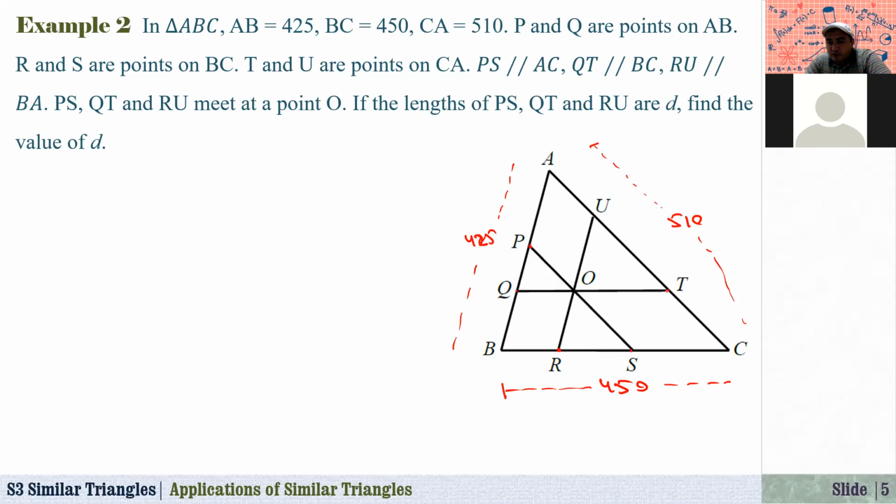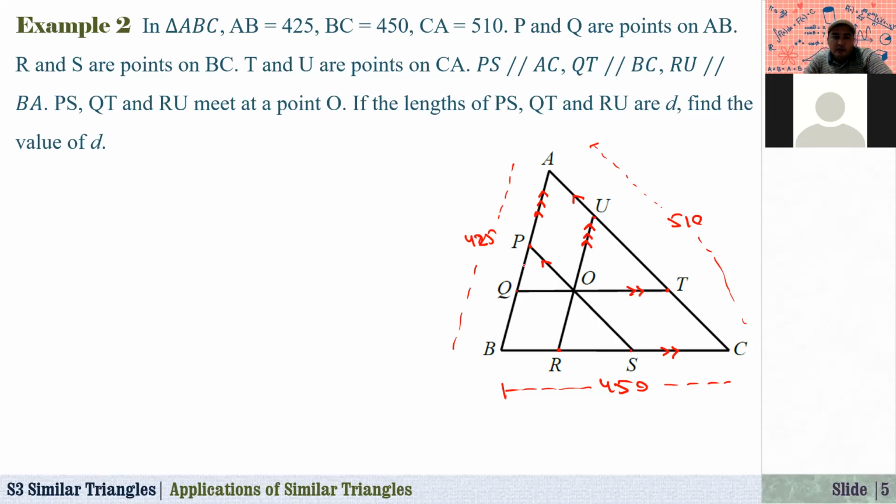And T and U are points on AC. And it also says that PS is parallel to AC. So this line segment is parallel to this line segment. And QT is parallel to BC. And RU is parallel to BR. So let me just write here, 1, 2, 3 is parallel to 1, 2, 3.